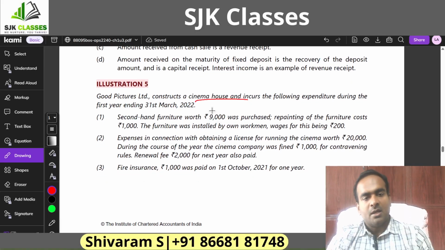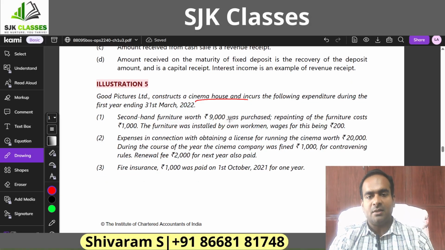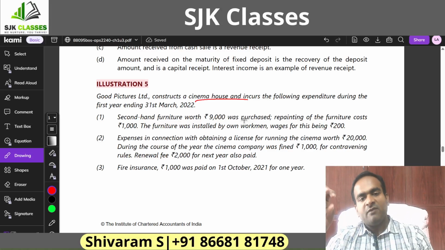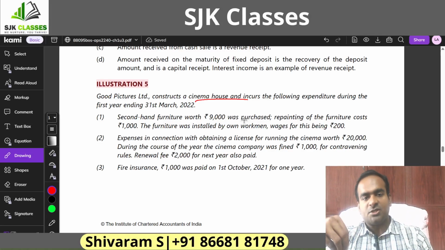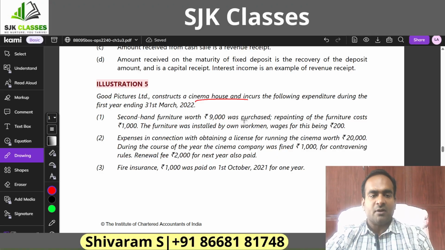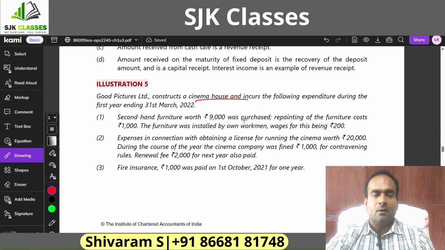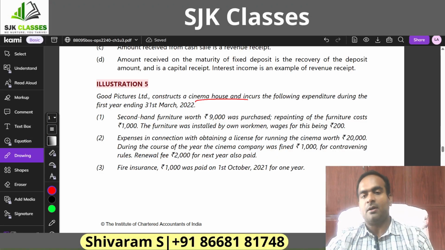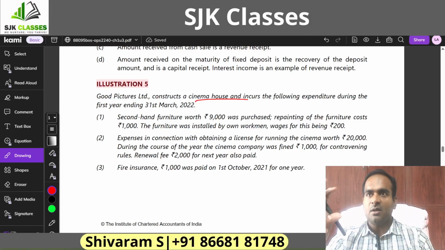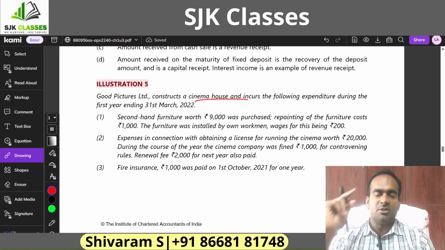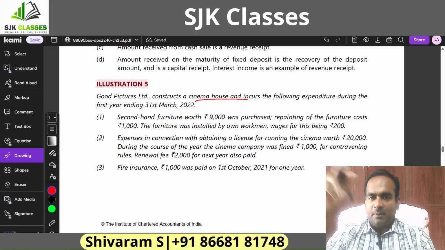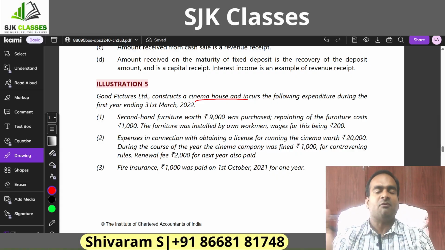First one is what? Second hand furniture worth 9,000 was purchased. So we have purchased some furniture. Second hand furniture has been purchased. Repainting of furniture cost 1,000. So we're going to focus on the expenditure part now. Expenditure now, how do you have to think? First, think whether it's a capital expenditure or not. If it's not a capital expenditure, then it obviously has to be a revenue expenditure.